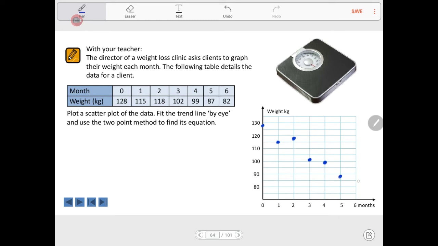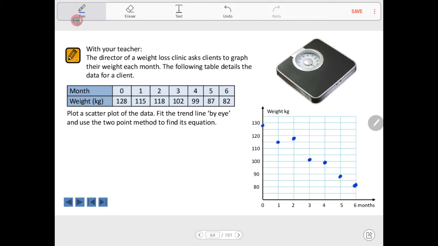And 6 and 82 down about there. Okay, so we can definitely see this downwards trend. So we've got a person here who started out weighing 128 kilograms, and they've gone on to a weight loss program, and over 6 months have gotten down to 82 kilograms. So they've lost weight each month, and we can see that reflected in this downward trend here.